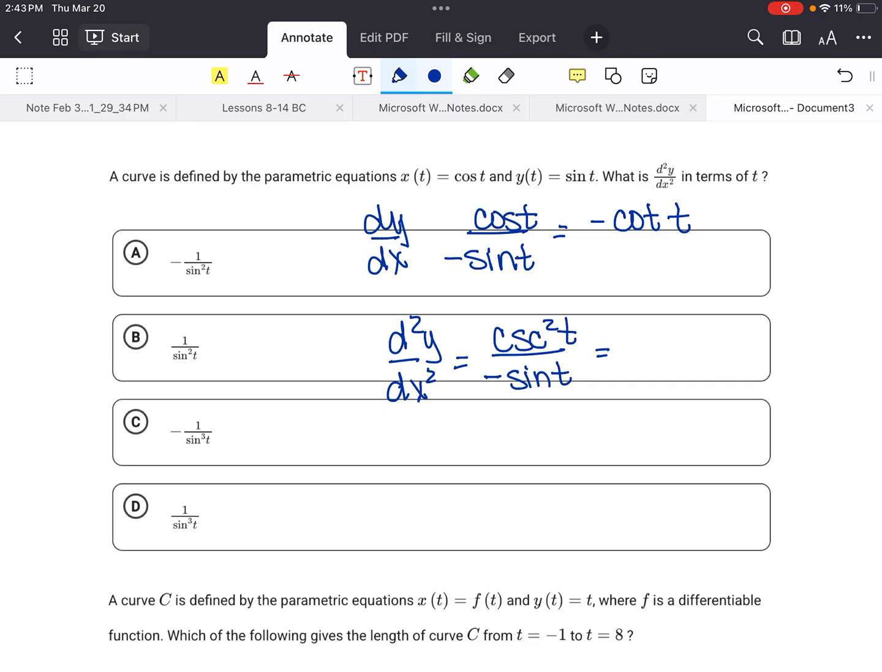So none of those answer choices look like that. I know I have a positive over a negative, so it's got to be negative. Cosecant is the reciprocal of sine, so I could rewrite that as sine squared on the bottom, and so that is negative 1 over sine cubed.